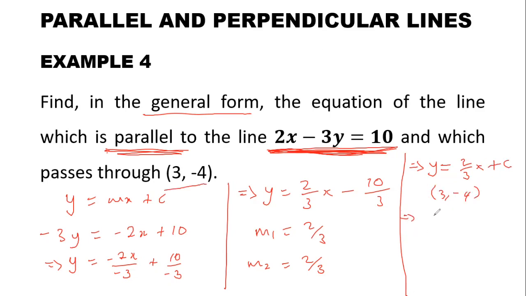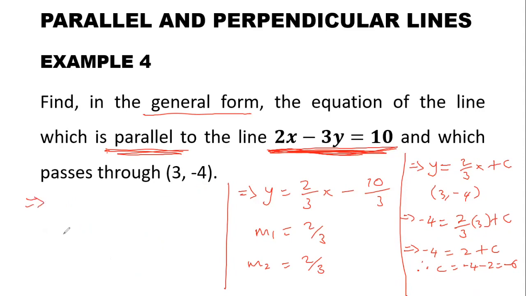Using the point (3, -4) implies that -4 = 2 over 3 times 3 + c. This implies that -4 = 2 + c. Therefore, c is equal to -4 - 2, which is equal to -6. This implies that the equation of the line is y = 2 over 3 x - 6.